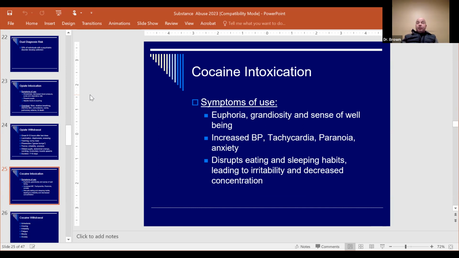substance to use, because if it causes tachycardia, your heart can only beat so fast for a certain period of time. So it disrupts eating and sleeping, like I said. And what happens is, and I'm sure everybody in this class, since you're in nursing school, you've felt this, that when you're not sleeping, you become extremely irritable as well. Okay.